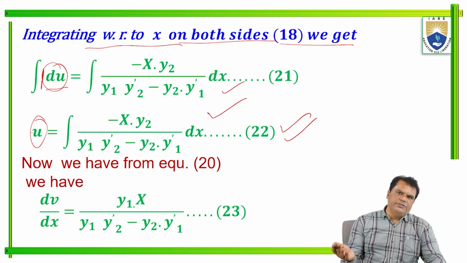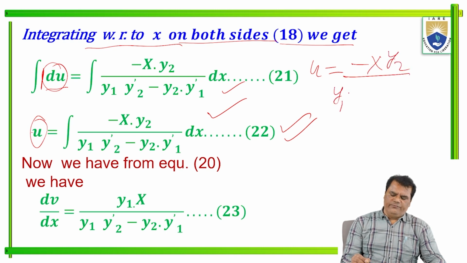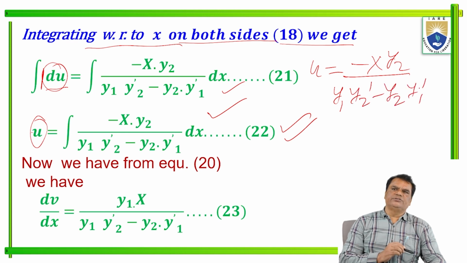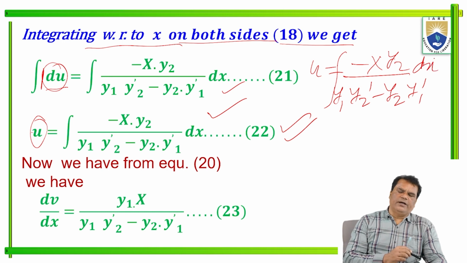u is y2 and negative, v is y1 and positive. You remember this. In u, minus negative x, here is y2 upon y1 y2 dash minus y2 y1 dash. This is the formula. And integrating on both sides, this is the integration of dx, this formula.